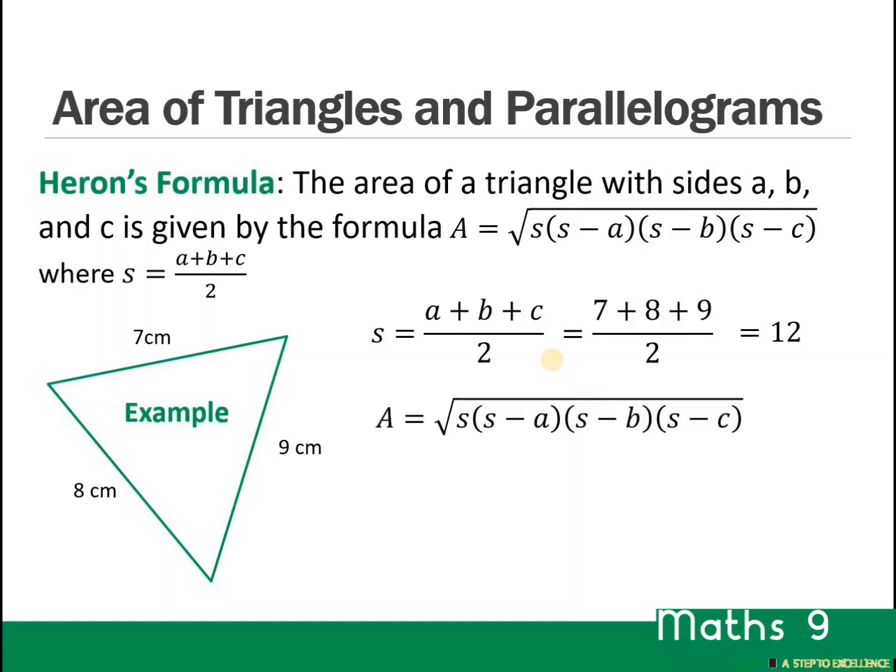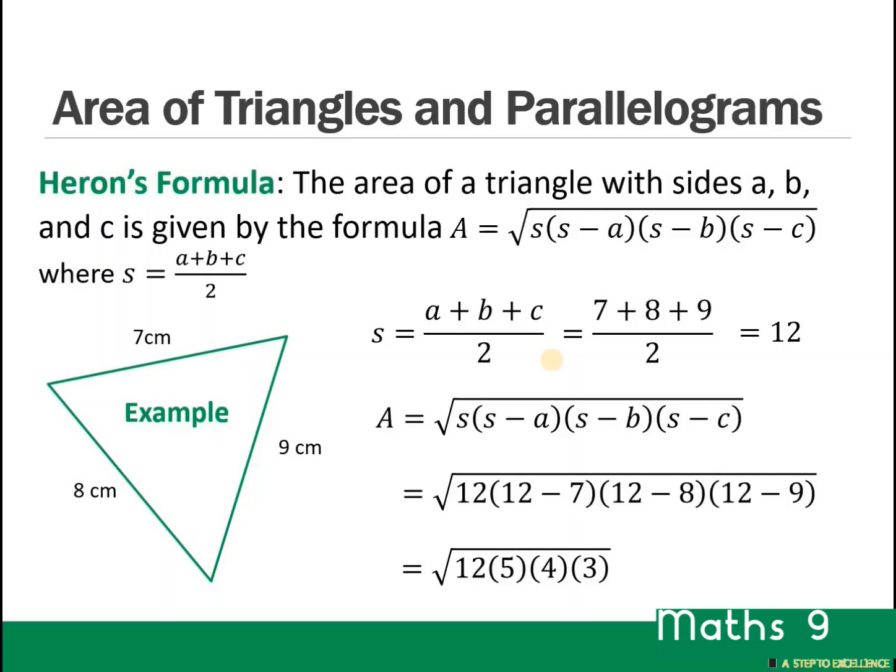Then we can use the formula A is the square root of s times s minus a times s minus b times s minus c to get that the area is the square root of 12 times 12 minus 7 times 12 minus 8 times 12 minus 9, which is the square root of 12 times 5 times 4 times 3, which is 26.83 centimeters squared.